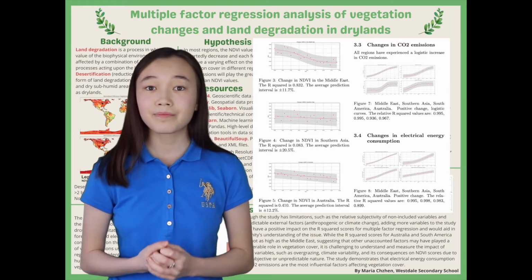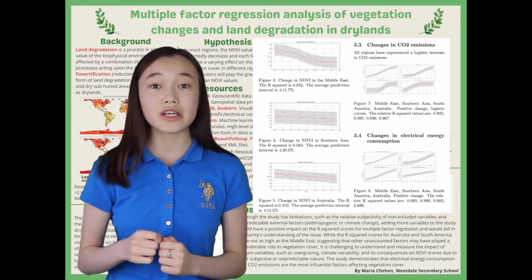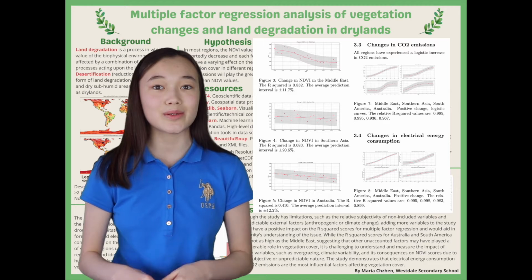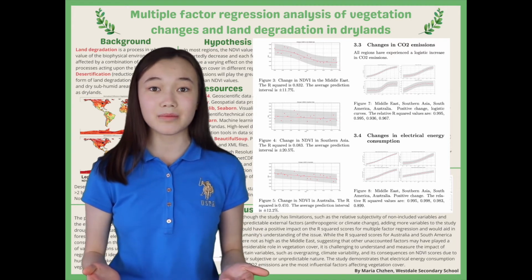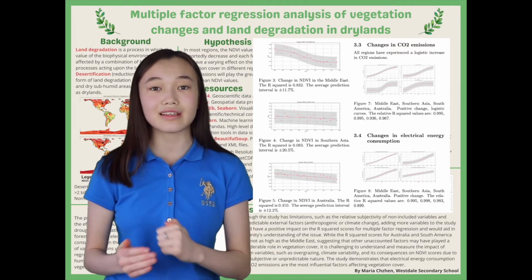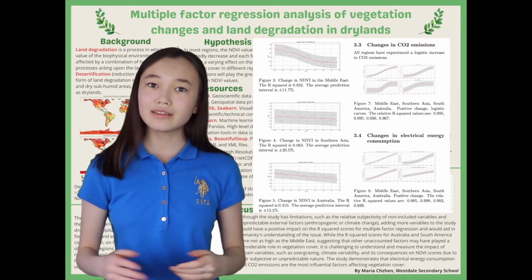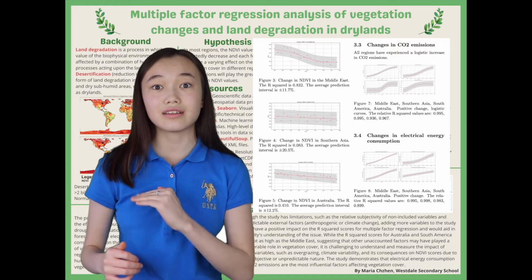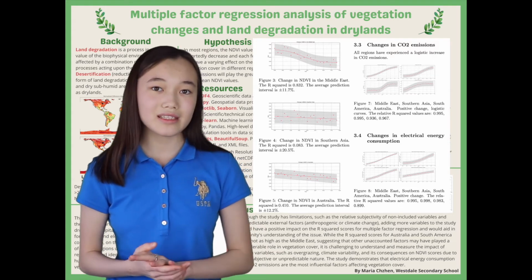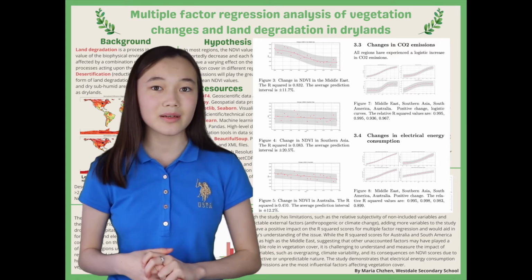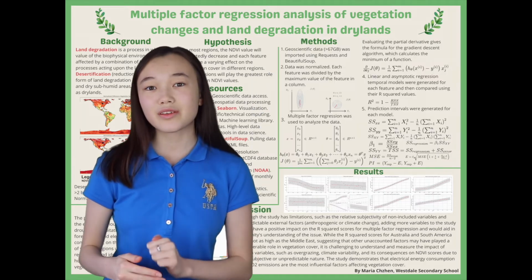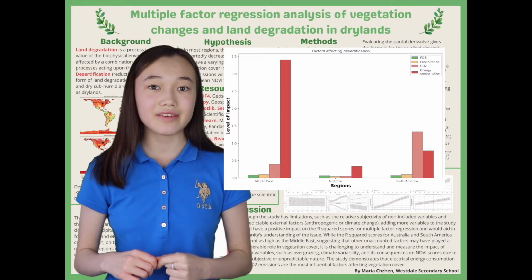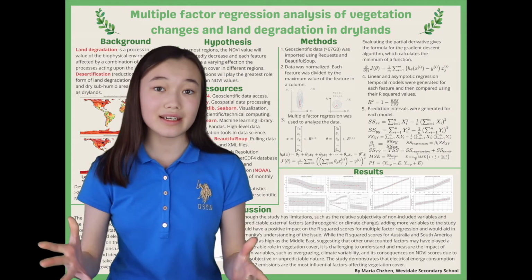South America has undergone few changes in NDVI, yet it has experienced an asymptotic increase in CO2 emissions and electrical energy consumption, and an asymptotic decrease in the forest area. Despite the linear growth in forest area, Southern Asia's NDVI has decreased in a linear trend, partly due to the asymptotic increase in electrical energy consumption and CO2. According to the multiple factor regression algorithm results, the effect of each factor on the changes in NDVI varied for different regions, just as predicted.